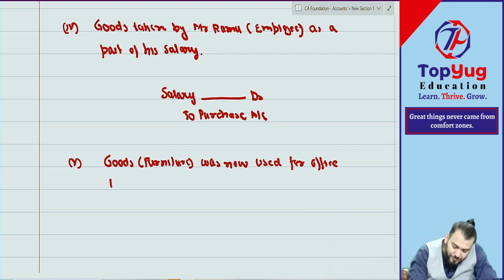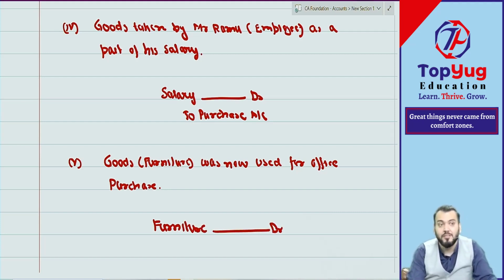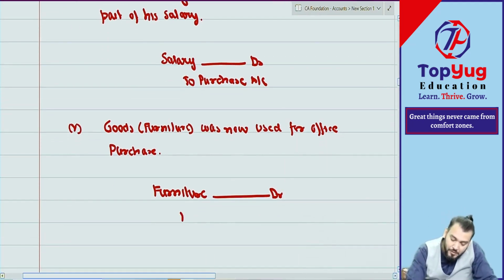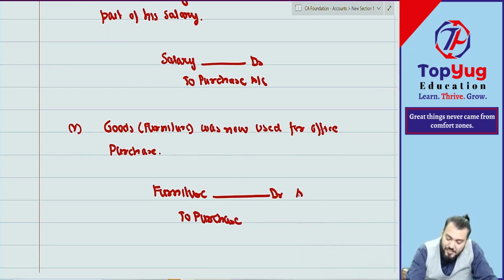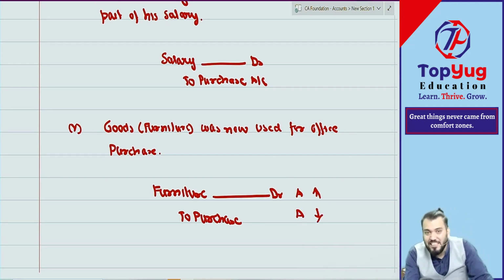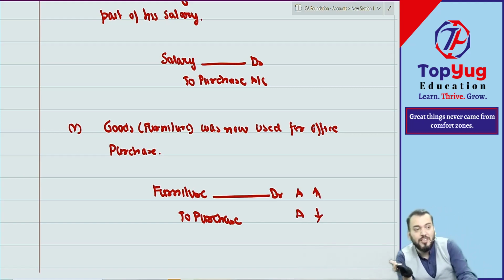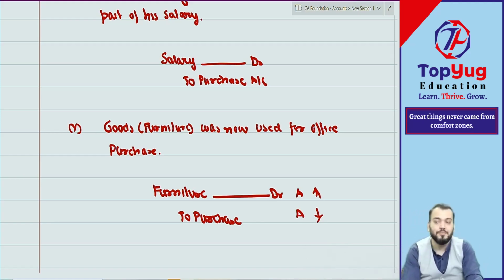What will be the entry? Very good. Furniture account debited to. Understood. So now we open furniture account debit. Furniture account means the respective fixed asset account debit to purchase account. We can see both are assets. One is an increase in asset, one is a decrease in asset. Means increase in office furniture but decrease in goods. Understood? I hope you have understood this point.